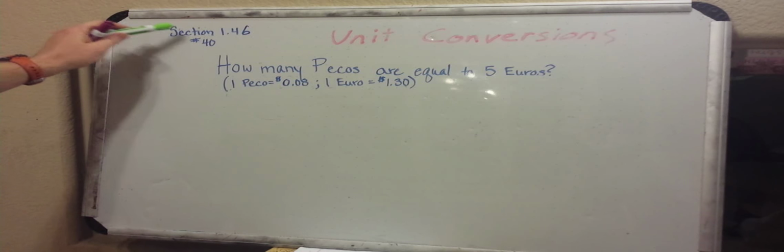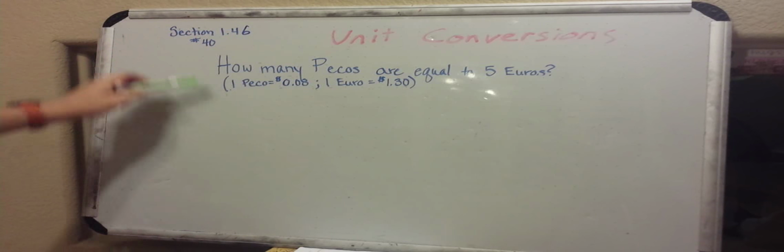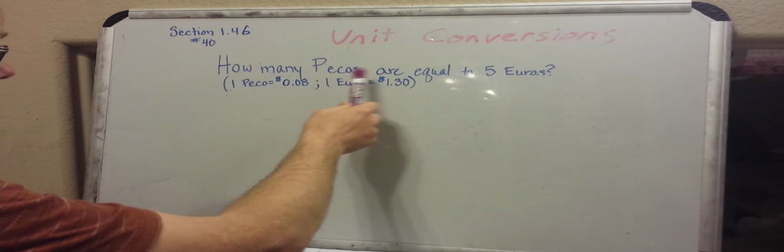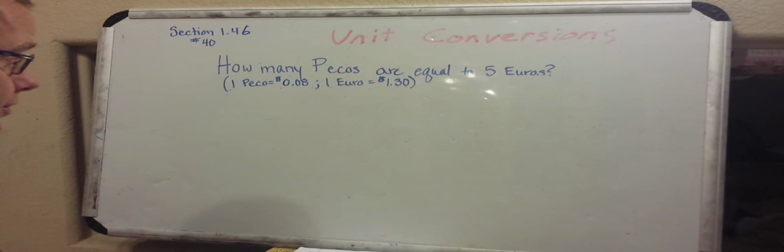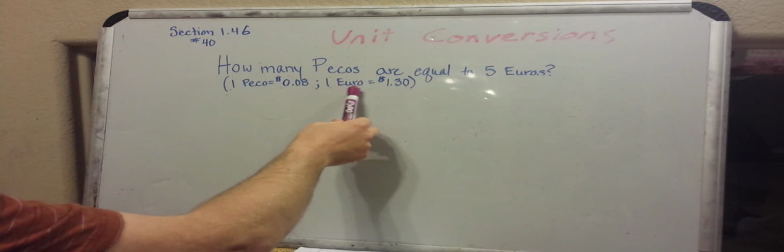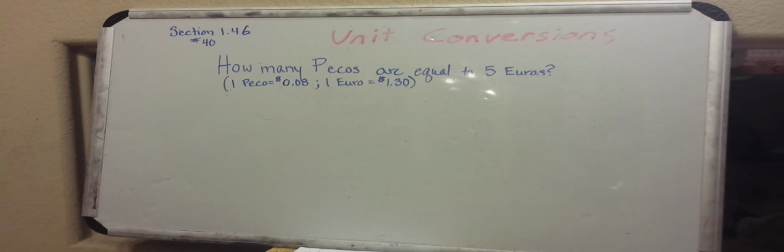This is from section 1.4b and problem number 40. So the question is, how many pesos are equal to 5 euros? 1 peso equals 8 cents and 1 euro equals $1.30.